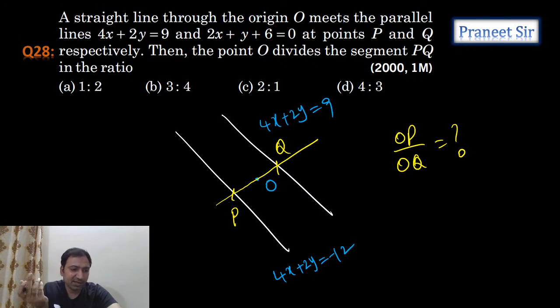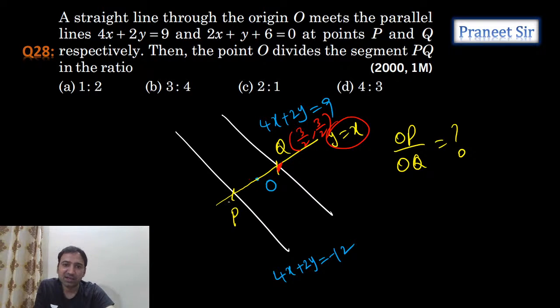You can take any point, right? Can I take any line equation that passes through the origin? Can I take y = x? Clear? So I can take any straight line passing through the origin, so I can take y = x, guys. If you substitute y = x, I am able to calculate Q. If you substitute y = x here, 9 by 6, which is 3 by 2, 3 by 2. And if I substitute y = x here, I am getting -2, -2.